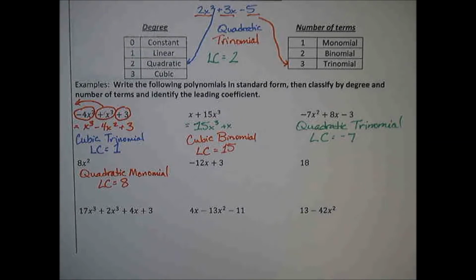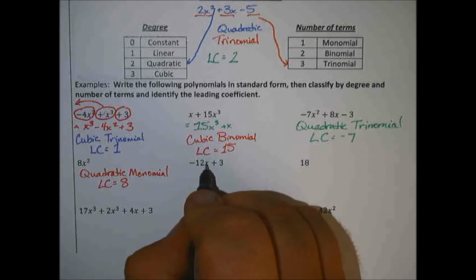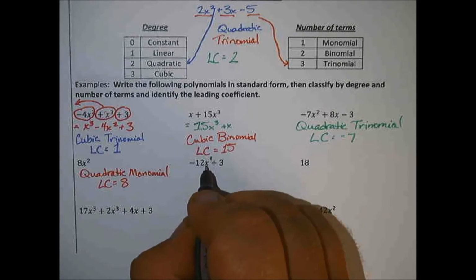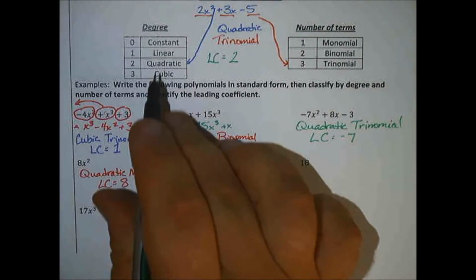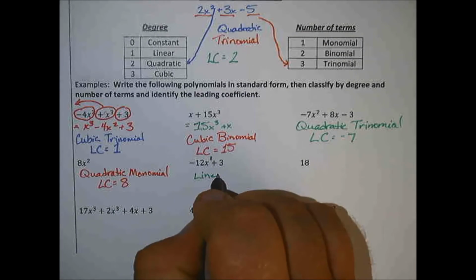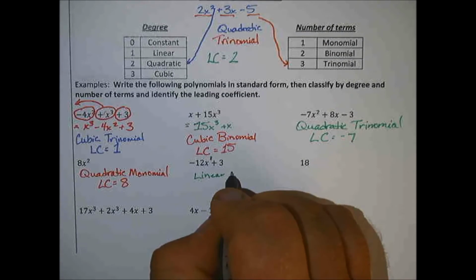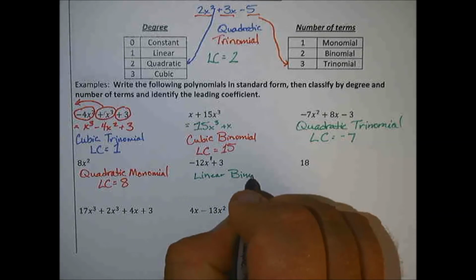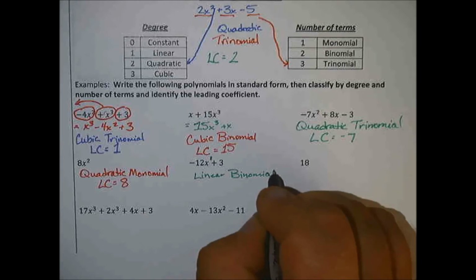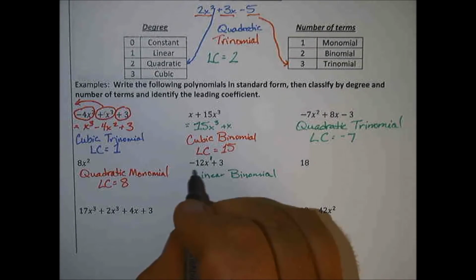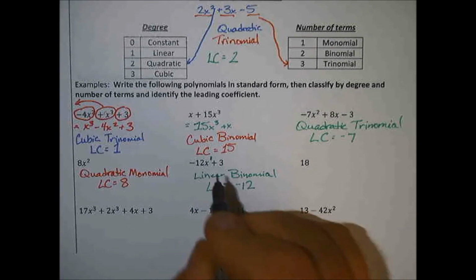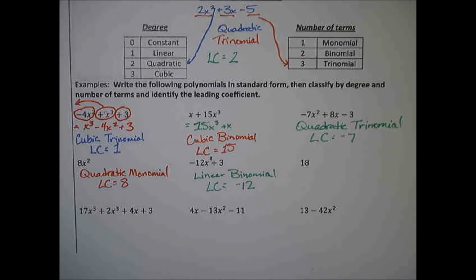All right. Next one, it's already in standard form. X is actually to the first power, so the degree is 1, and a degree of 1 is linear. So that is a linear binomial, 2 terms. Think of bicycle. And a leading coefficient of -12. That's the number being multiplied by the first variable.